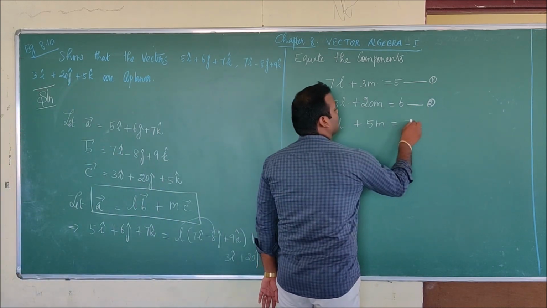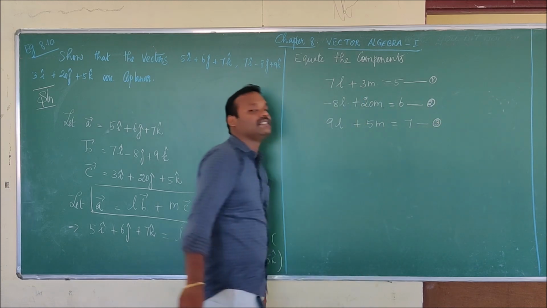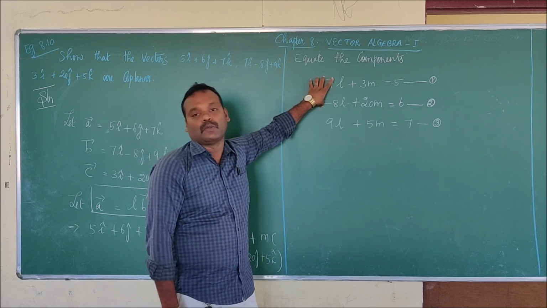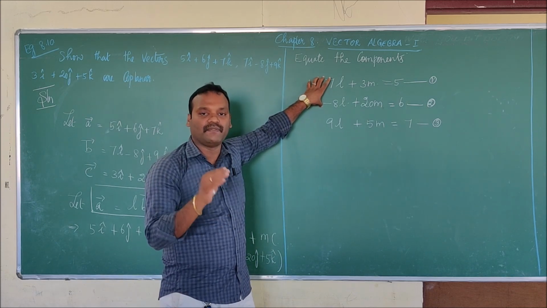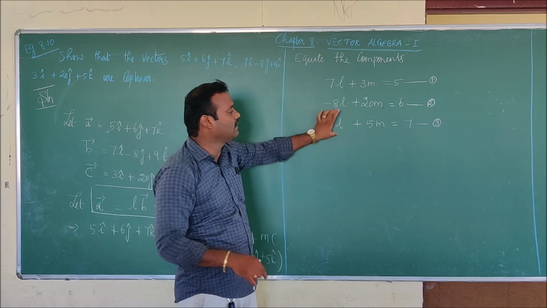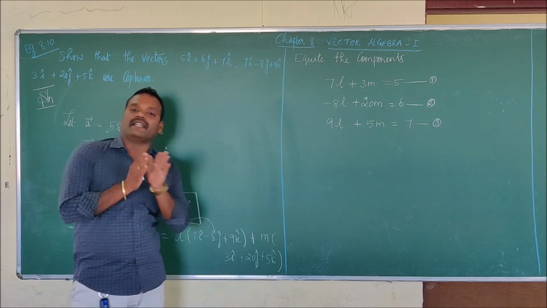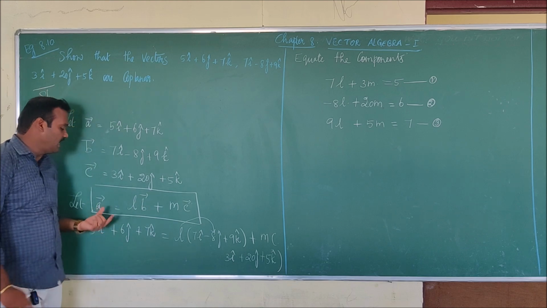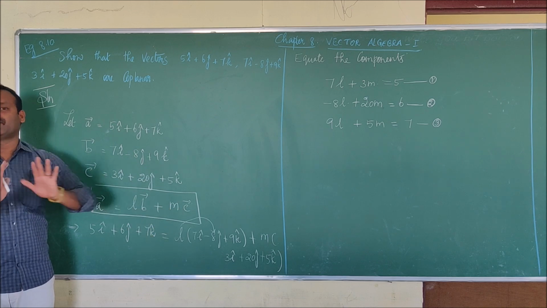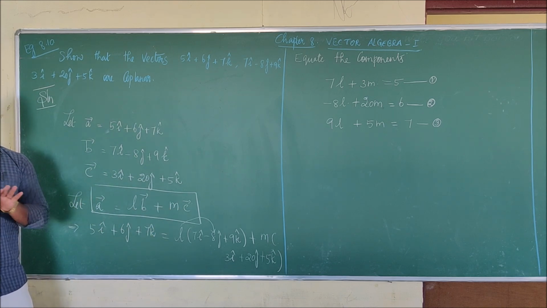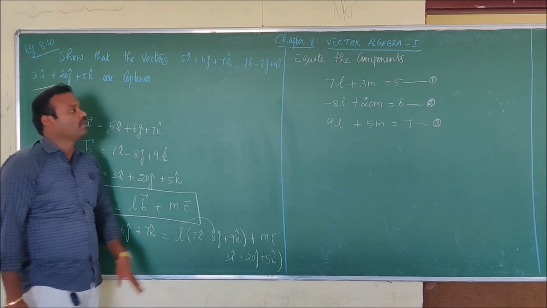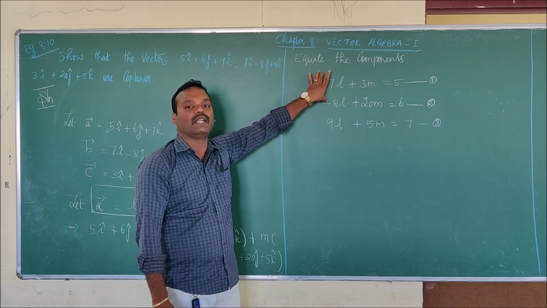Okay, so which is equal to 7. So you are having totally 3 equations. First, you have to solve only the first 2 equations and find the value of L and M, and you have to substitute the values of L and M in the third equation. If the third equation is satisfied, then we can say that the way you have written the linear combination is correct. If the third equation is not satisfied, then we cannot write the vectors as a linear combination of the other two. Okay, so first you have to solve only 1 and 2.